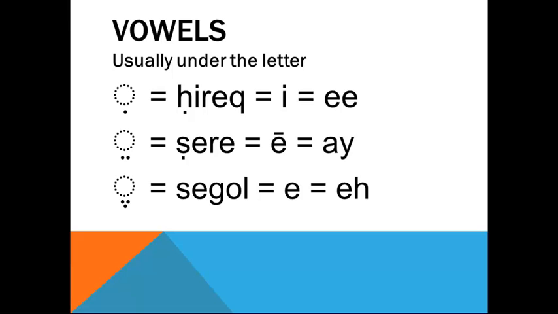I/E sounds here. So you have the single dot, which is the chirik, transliterated with an I and pronounced E. You have two dots, which is the tsere, transliterated with a long E and pronounced A. And then you have three dots, like a bowling pin there, the segol, which is a short E, pronounced E. So there you have the I/E vowels in Hebrew.